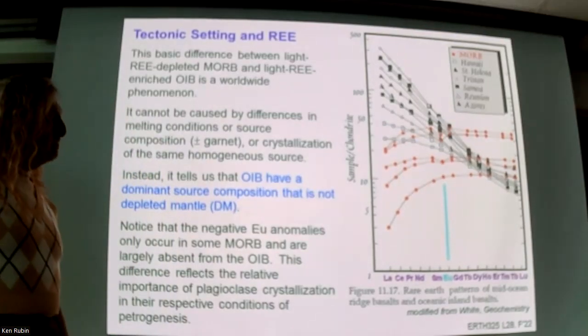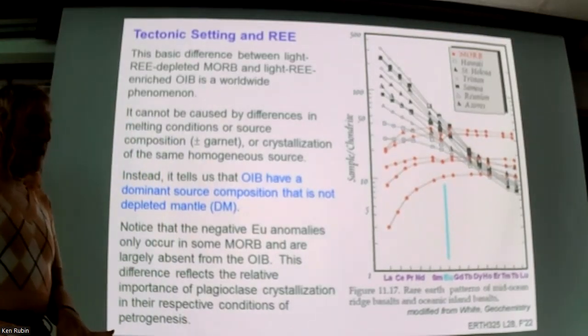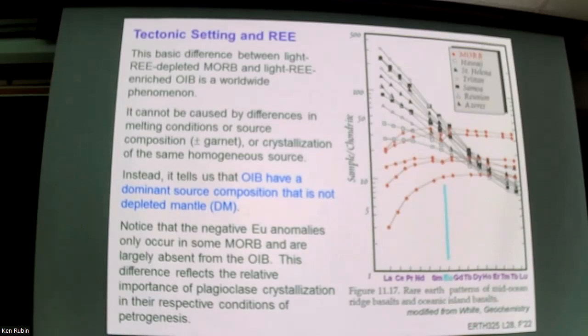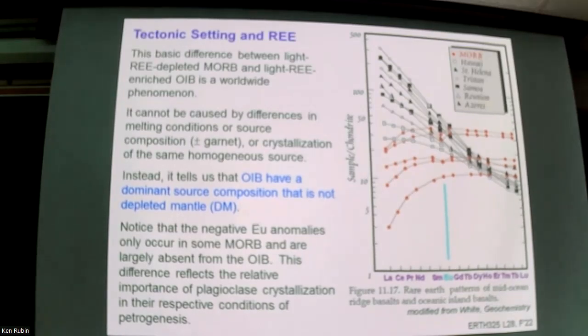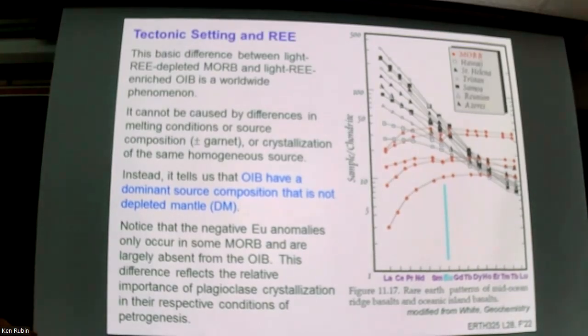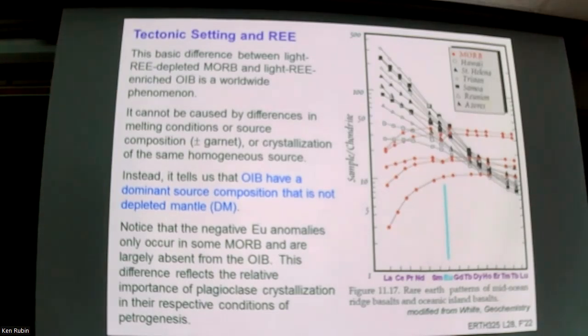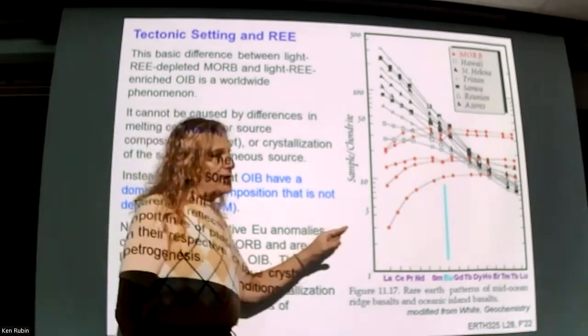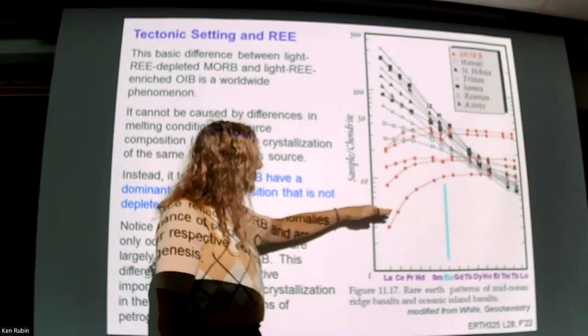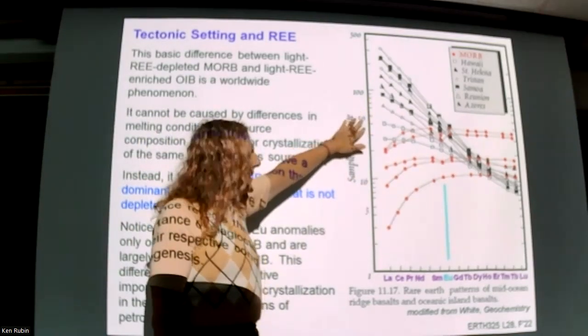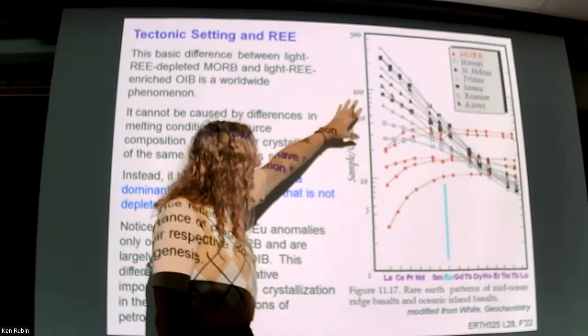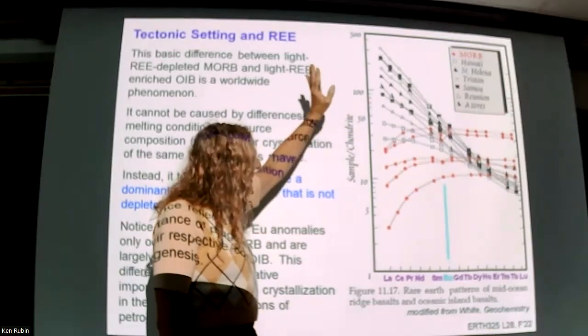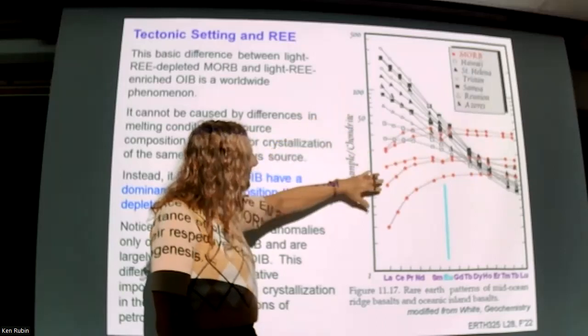And again, this is related to a combination of mantle source lithology as well as some melting in the presence of garnet. The other thing to note is the great distinction in concentration in the light rare earth elements, right? So these hotspot-related magmas have really high concentrations, factors of 10 to almost 100 greater than MORB.